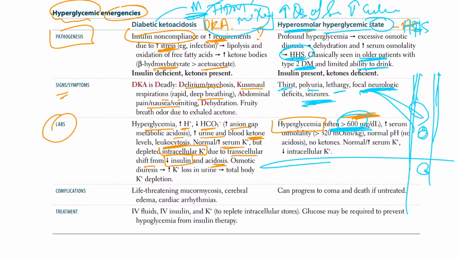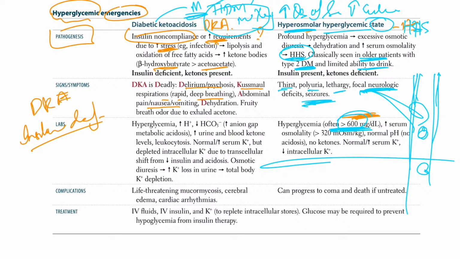Let's actually talk about this first because this is very high yield. So when you have insulin deficiency, that's the whole hallmark of DKA. In DKA, you have no insulin. Never forget this. There is no insulin, and there are ketones present. Which disease is it? Type 1 diabetes, which is essentially absolute insulin deficiency.